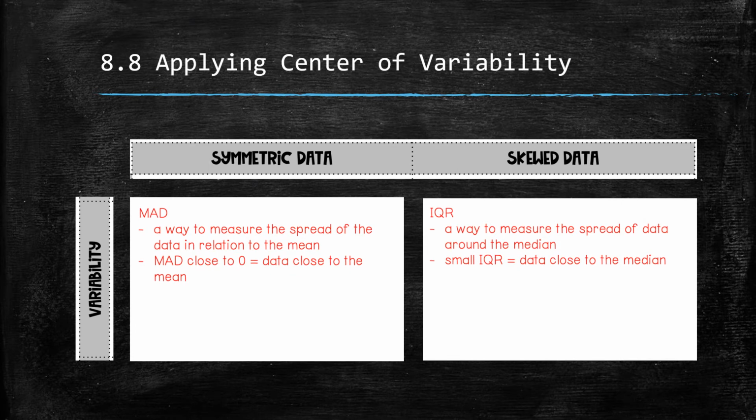When discussing the variability or the spread of the data, for a graph that's symmetrical, the mean absolute deviation is the best way to describe that variation. Remember the MAD: if it's close to 0, the data is closer to the center or the mean. When you're looking at skewed data, the interquartile range is the best way to describe the variation, as it talks about the spread around the median. The smaller the IQR, the closer that data is to the median. The bigger it is, the larger the spread of that data.